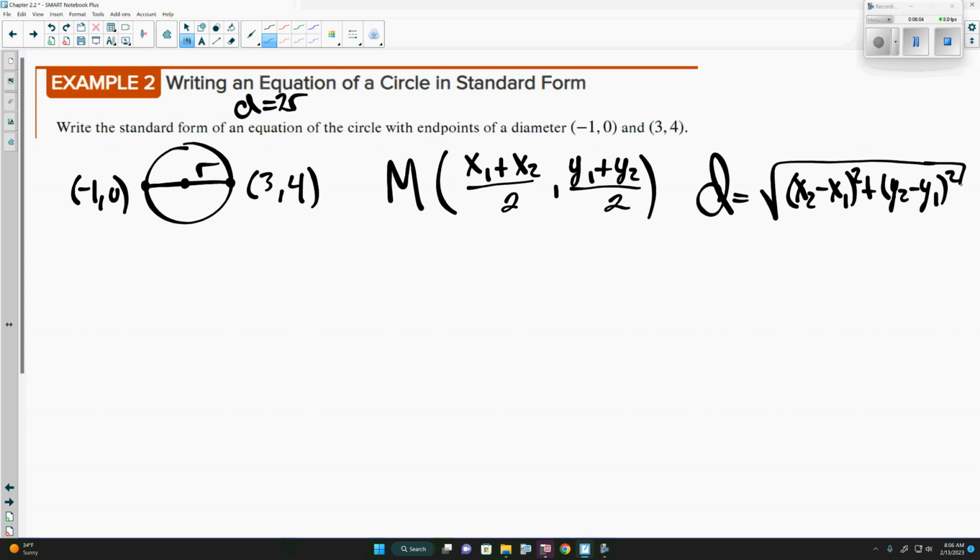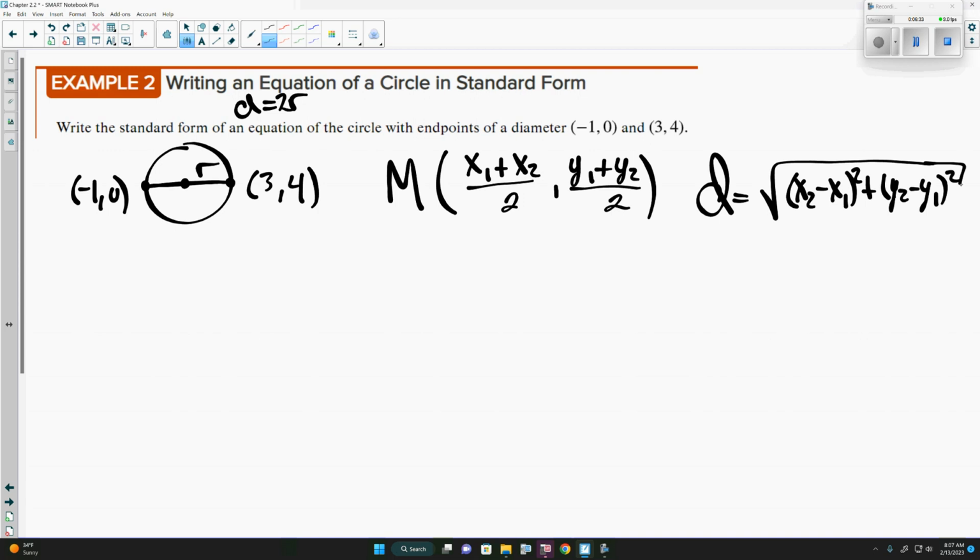We need these 2 formulas here. The midpoint is going to be used to find the center, and the distance formula is going to be used to find the radius. Now, it doesn't matter which one we find first, but normally it's going to be more helpful to find the center first. Because if I know what the center is, I can use the distance formula from the center to one of the diameter points to find the radius.